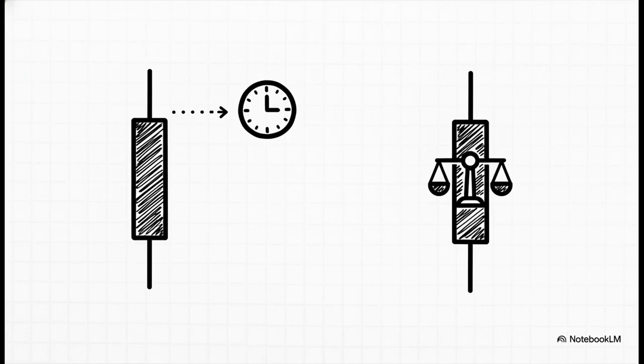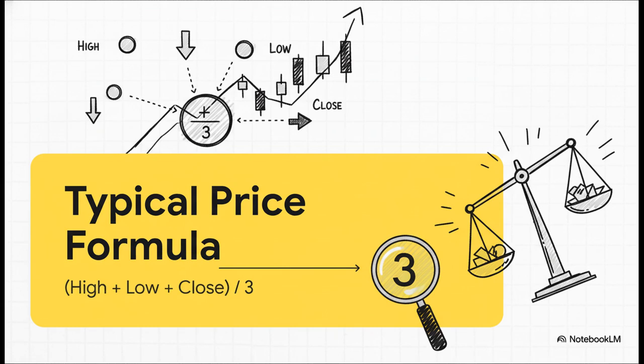First up, our first ingredient is something called the typical price. Now, instead of just using the closing price, which is really just a single snapshot in time, the CCI wants to find a price that's more representative of the entire day's trading action. And the way it does this is beautifully simple. You just take the highest price of the day, the lowest price of the day, and the closing price, add them all up, and divide by 3. That's it. This gives us a much more balanced number that really reflects the whole story of the day.